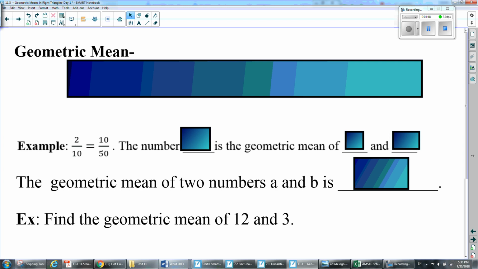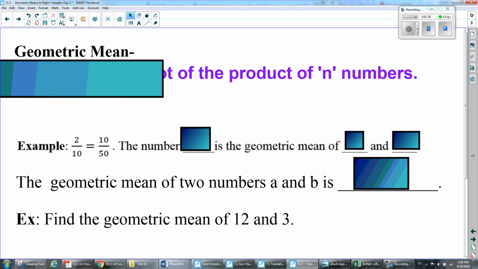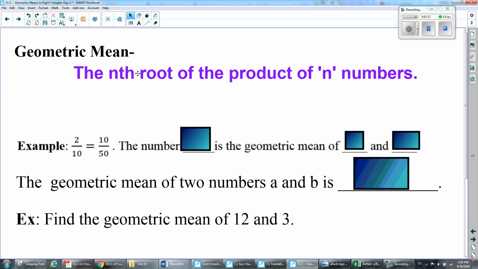We have something that's called the geometric mean. Instead of using addition as with the arithmetic mean, we're using multiplication. This is the nth root of the product of n numbers.